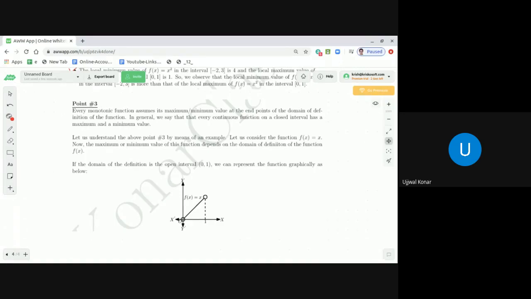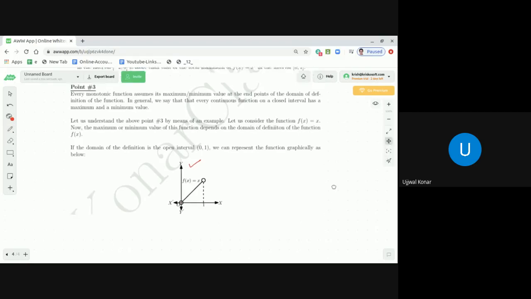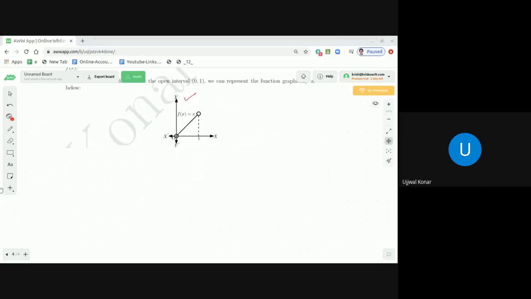If the domain of definition of the function is the open interval (0, 1), then we can represent the function graphically like this, whatever you see here. This is the point 0, this is the point 1. So this is the way we are defining the function graphically. Correct, dear students? Now let me bring the next statement of this point, so that we can understand it very clearly. Let me first place the statement, followed by its explanation.